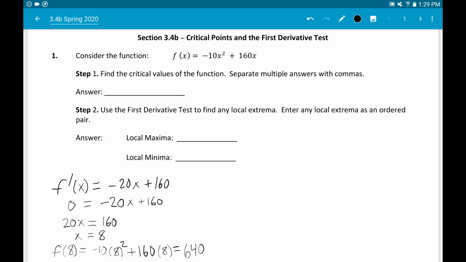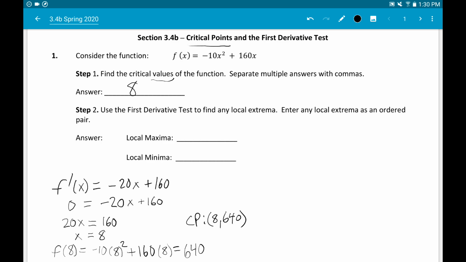Okay, so what we're saying here, the critical value is going to be 8. That's just the x value. If we wanted to know what the critical point was, the critical point is 8, 640. So again, if it's asking for the critical values, you're just listing the x value. If it were to ask for the critical point, you'd list the actual point x comma y, 8, 640 in this case.